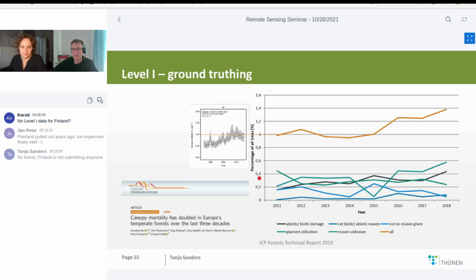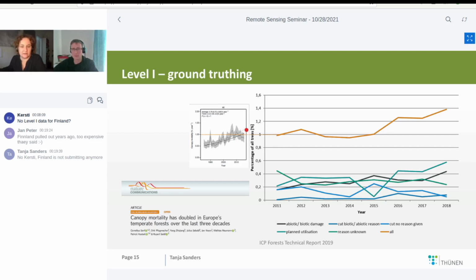And as I showed to you earlier, the mortality rates are somewhere at 0.4%. And if we add all those disturbances together and the planned utilization, then we actually get a removal and mortality of trees of about 1%. And this we compared with the data from the paper, and actually it matches quite nicely. They reach the 1% threshold basically in the same year as us.